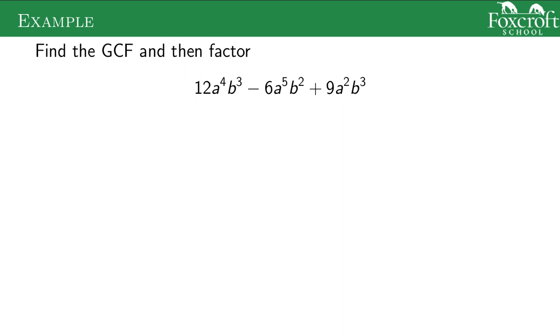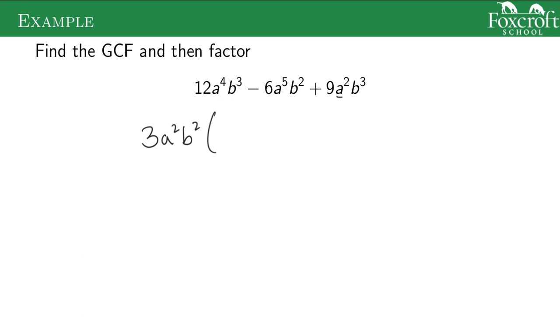All right, another example, but nothing's going to change. I'm just going to go through each piece and figure out the biggest thing they have in common. So with these 3 terms, what number divides 12, 6, and 9? The biggest number that divides all 3 is 3. A to the fourth, a to the fifth, and a squared, with the most a's they all have in common. The most they have is 2 a's, which is the smallest exponent there. B cubed, b squared, b cubed. The most b's that they have in common is the smallest exponent, 2, b squared. So that's the greatest common factor that I've pulled out of all these.